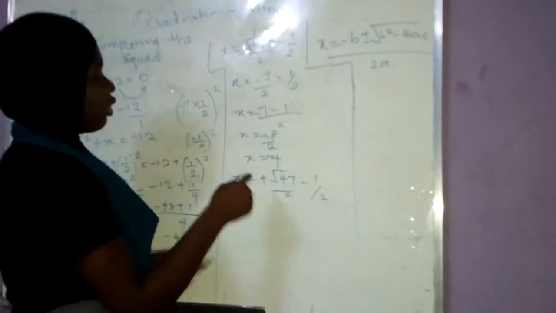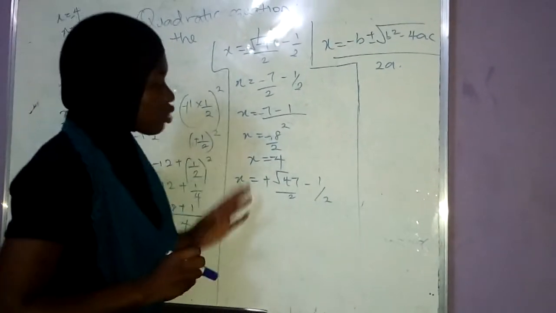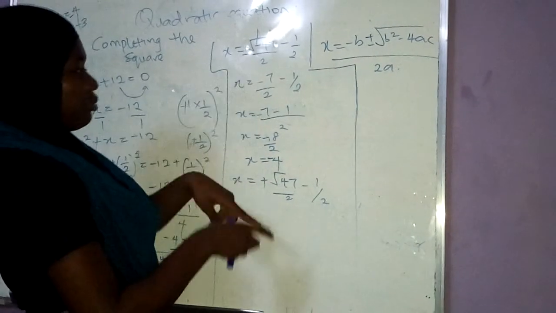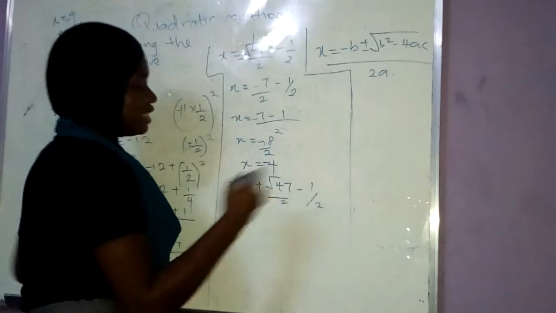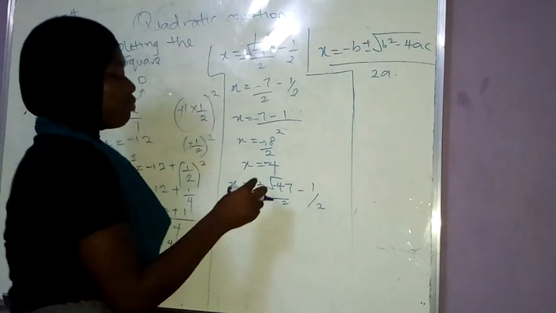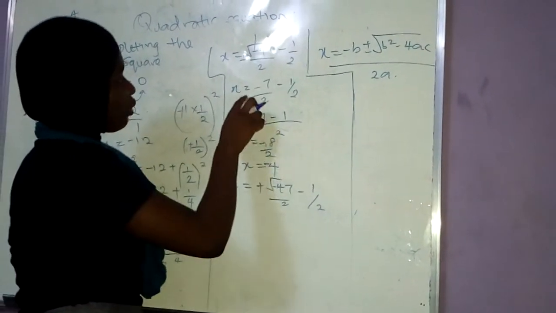I'll try to explain how I got minus 4. The first one we used here, I want to explain it here. The first one we used is plus, and the inside is going to be minus. So plus times minus is going to give us minus. That's how we got minus 7.